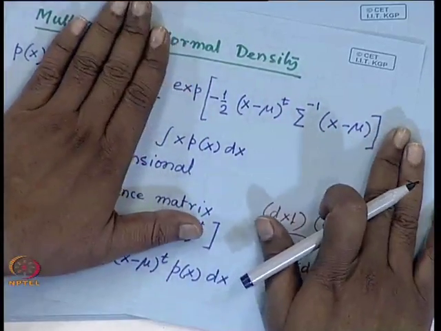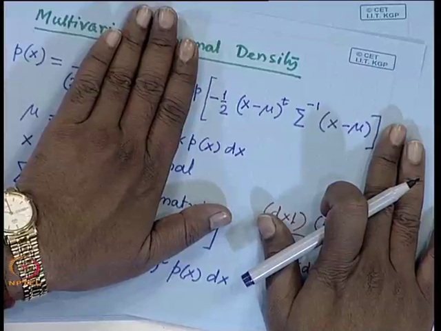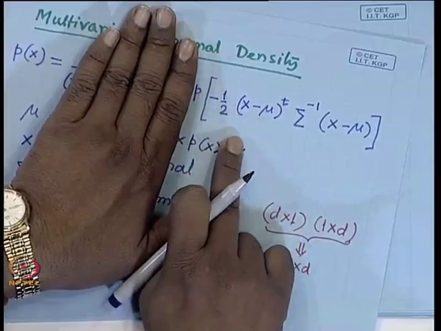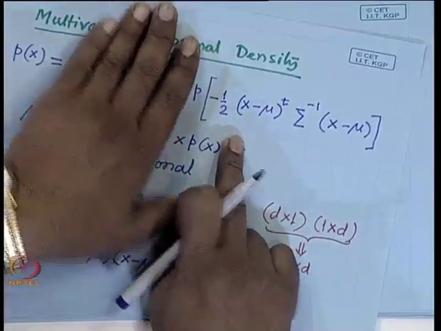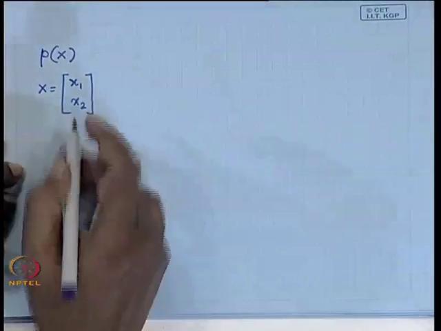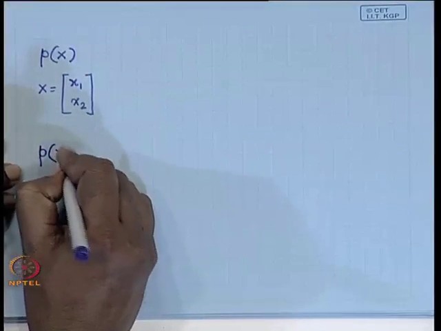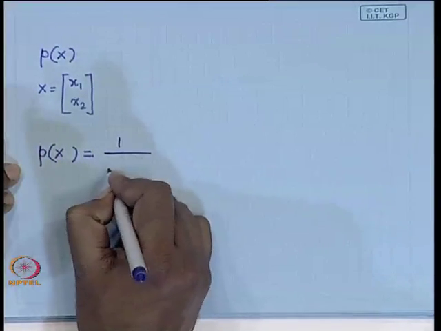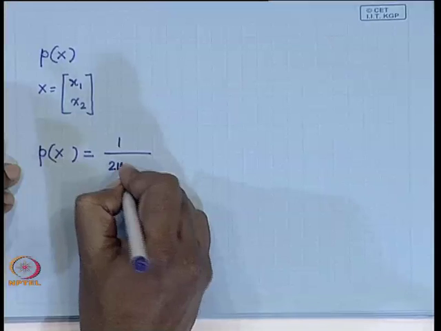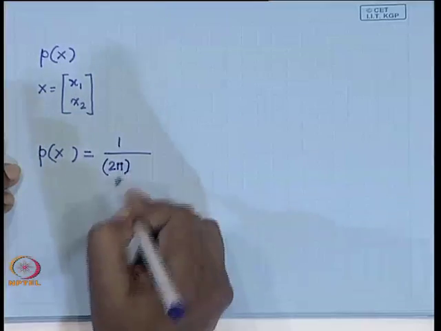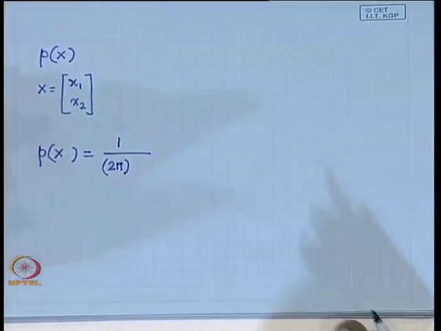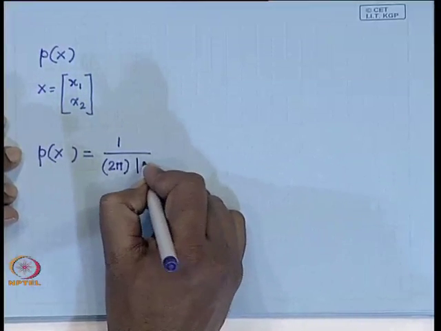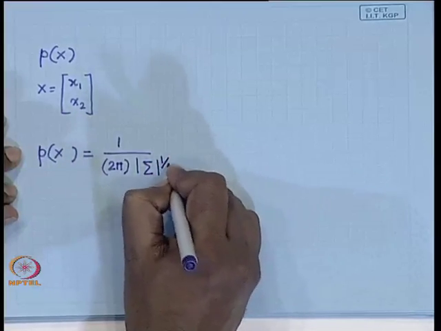It is not simplified if I simply expand this exponential term, assuming that this x has only 2 components, x 1 and x 2. So, by considering that, this p x when x is 2 dimensional will simply be written as 1 over 2 pi. Now, the value of d is equal to 2, so d by 2 becomes 1. So, 1 over 2 pi into sigma to the power half.